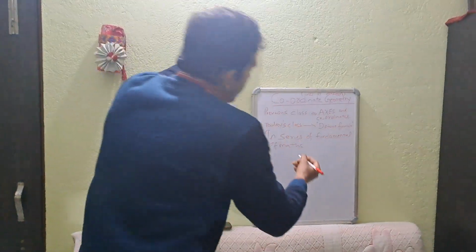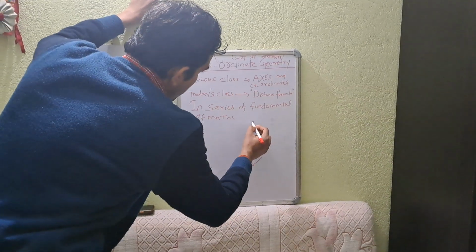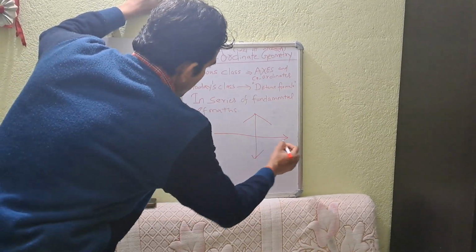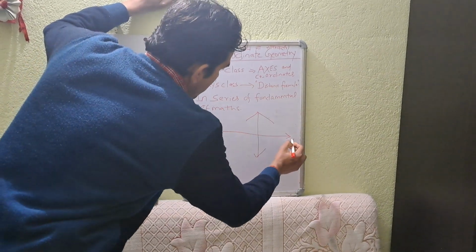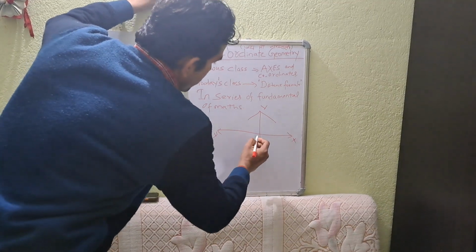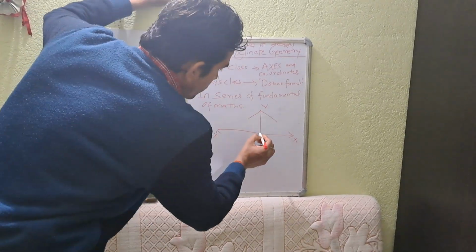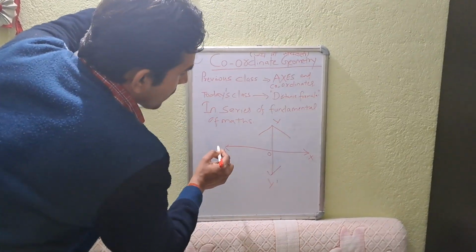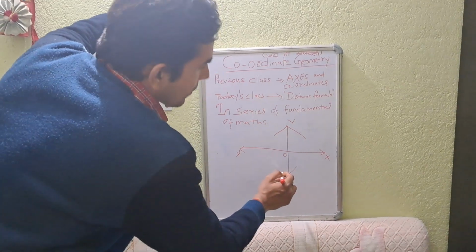Now I will draw one schematic diagram here. This is the schematic diagram. It is the x-axis, it is the y-axis. This point is the origin, the intersection point of the two axes. This is known as the positive x-axis and this is known as the negative x-axis. This is the positive y-axis and this is the negative y-axis.